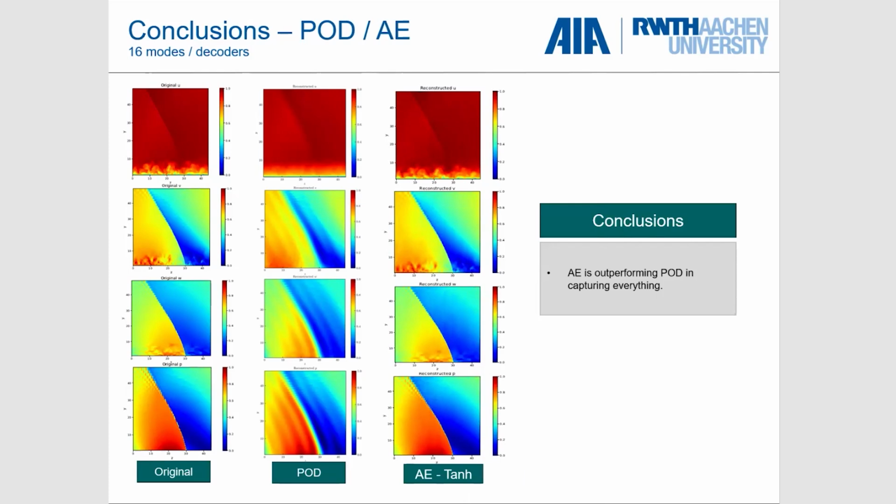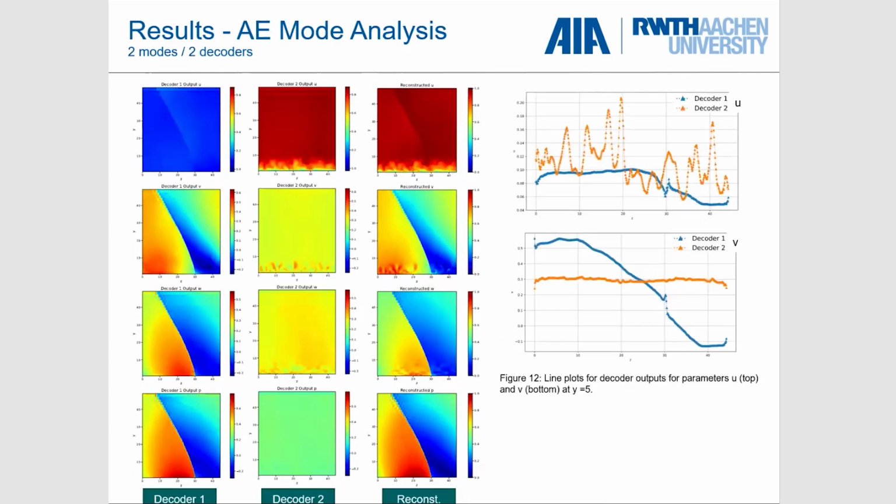So we have the reconstructed images, but what good does it do to recreate the initial image? In order to understand the underlying flow phenomena or make a deeper analysis of the flow, we can take a look at the different decoder outputs. Here we have the decoder output 1 and decoder output 2 for each of our channels for a 2-mode configuration. This is, of course, the complex configuration.